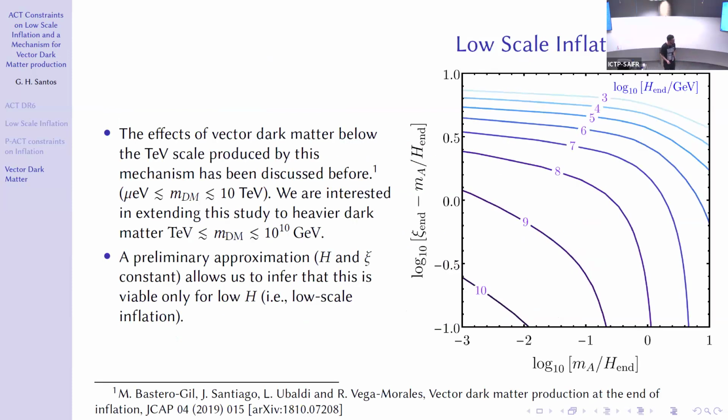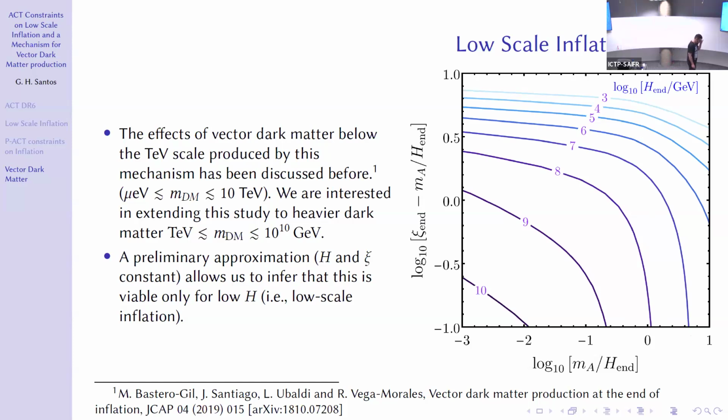Before that, the effects of this vector dark matter prediction below the TeV scale have already been discussed in another paper by other researchers. Our interest here is analyzing dark matter that is slightly more massive, with masses comparable to the Hubble scale, so something like 0.1, 1, or 10 times the Hubble scale, whilst previous research was about almost negligible masses in comparison to the Hubble scale.